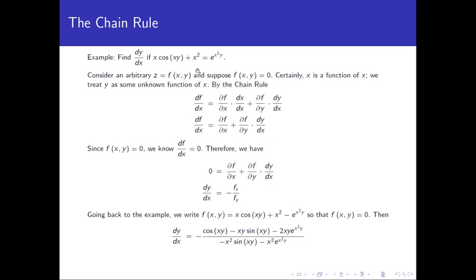I forgot my 2x here. There should be a 2x in here too. The derivative of the x squared would be a plus 2x. There's a term missing here. And then for the other piece here, the derivative with respect to x would be 2xy for the exponent, and then e to the x squared y.